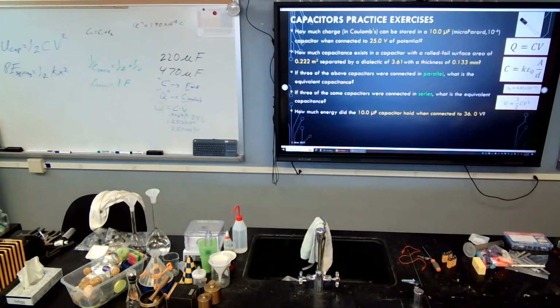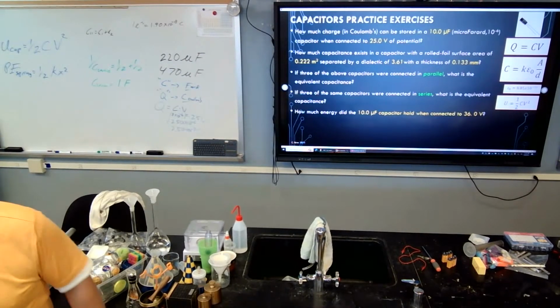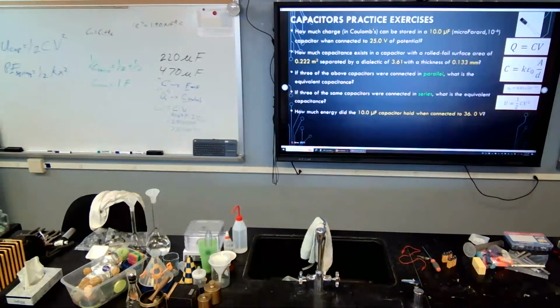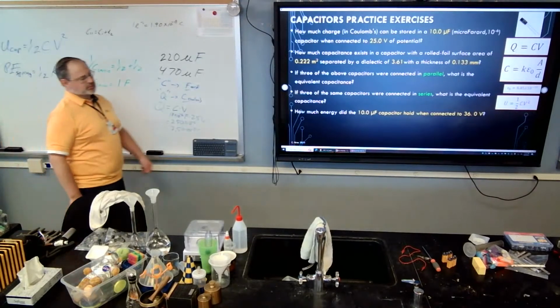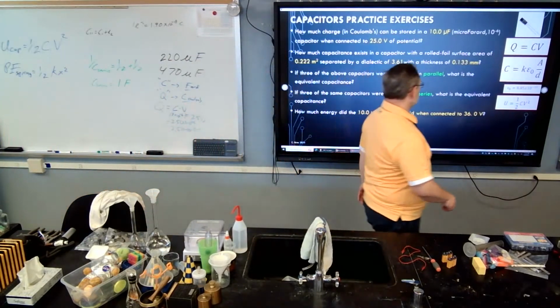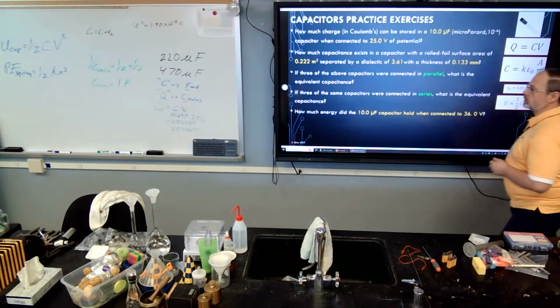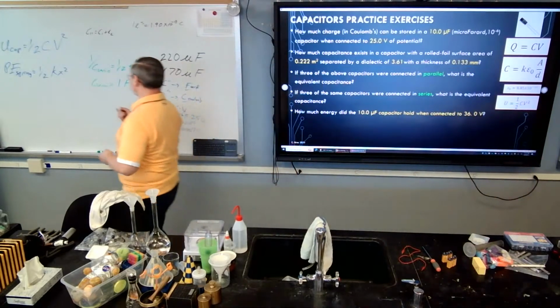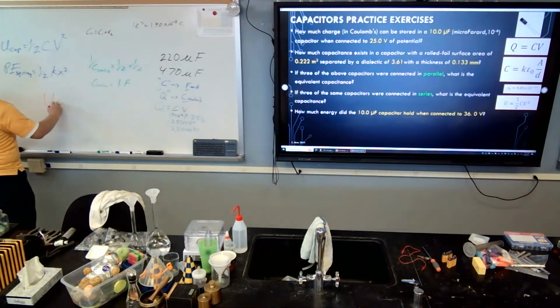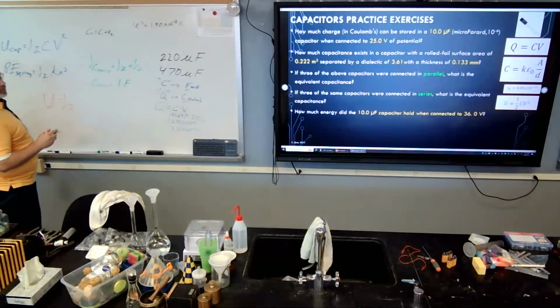Yeah, this is what the capacitor looks like inside. It's metal, paper, metal, all rolled up real tight. So what did you get? 0.006, right? I did the 10 times, because of the micro, microfarad. It's times 10 to the negative 6. Yeah, exactly.